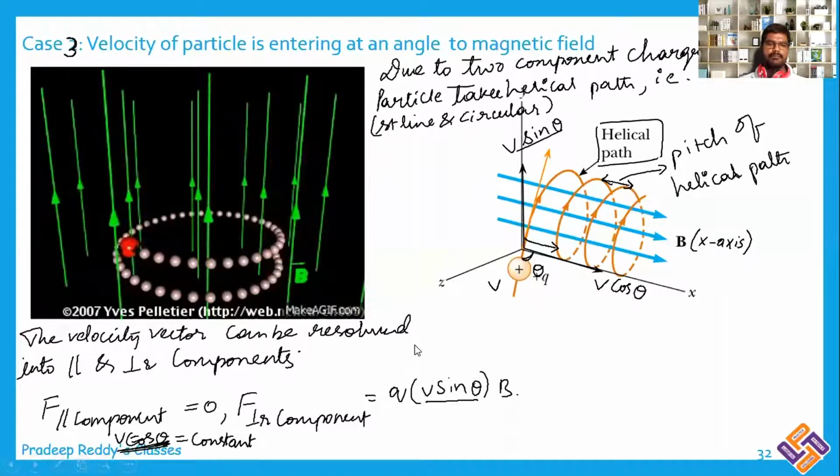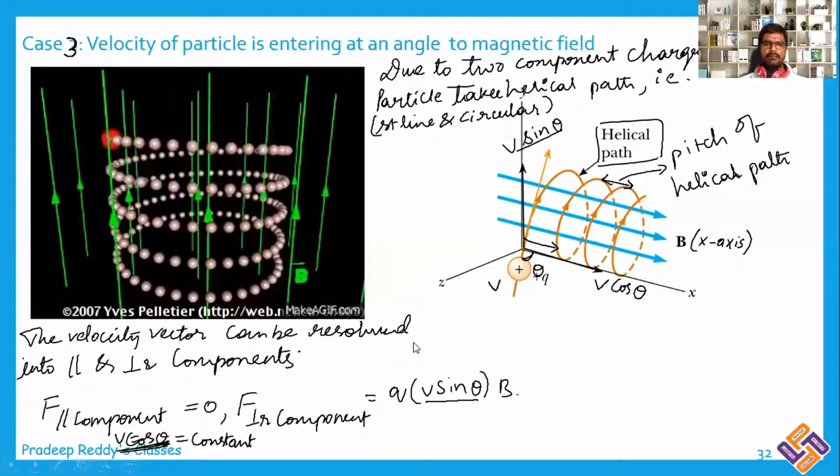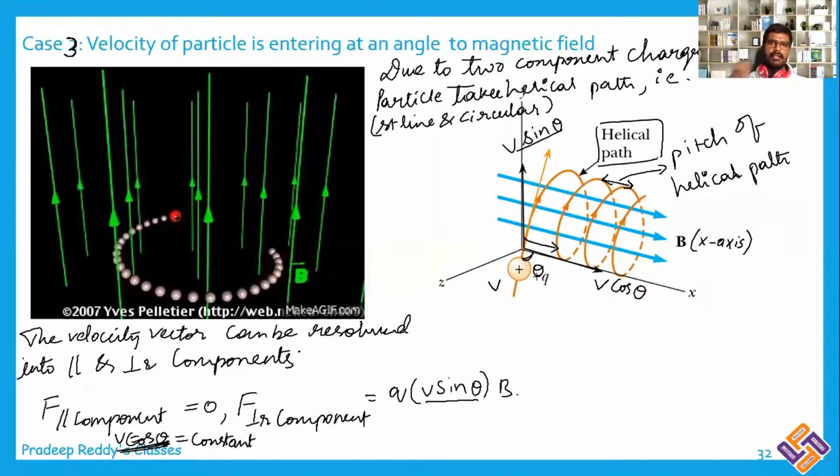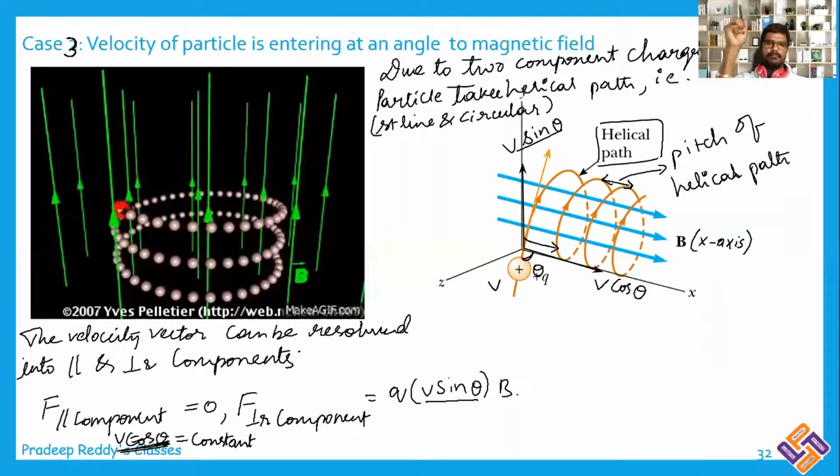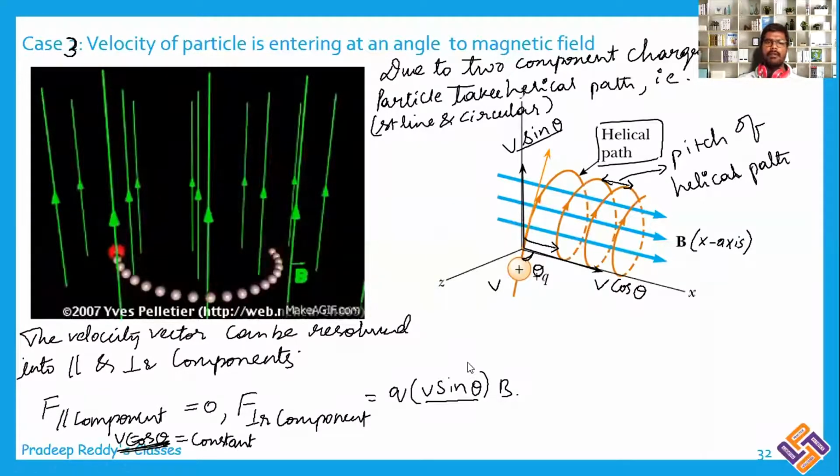See that. It's going upward by taking turns. In the animation, you can see that clearly. It is going like this, going upward and taking turns, both happening simultaneously. That is called the helical path of the charged particle.